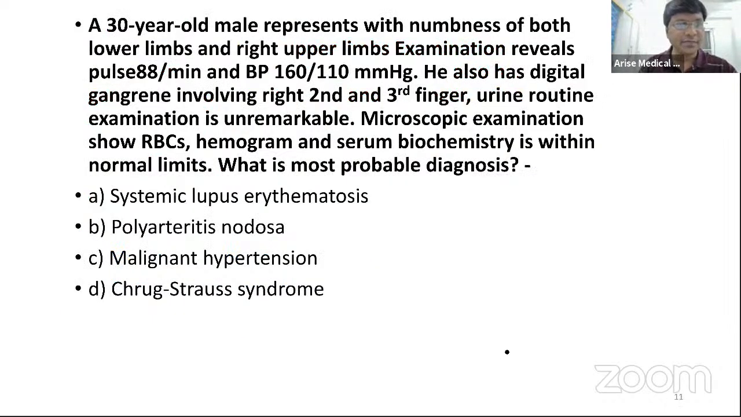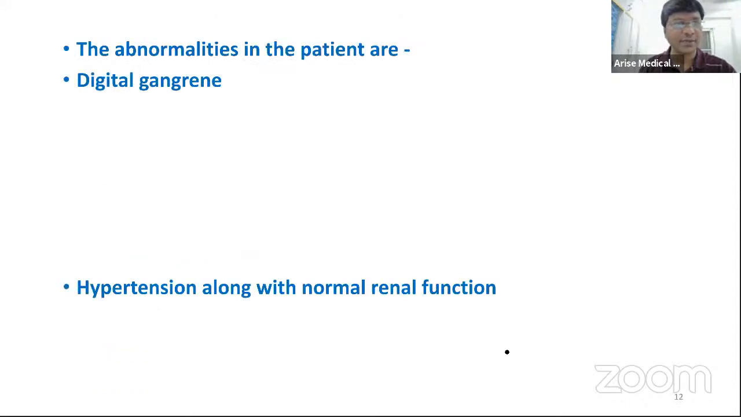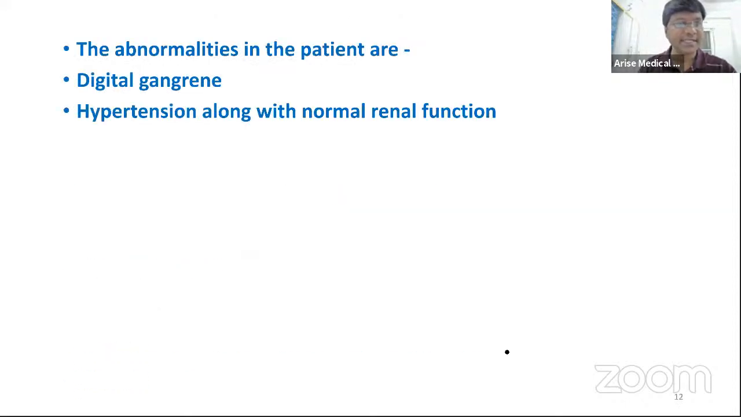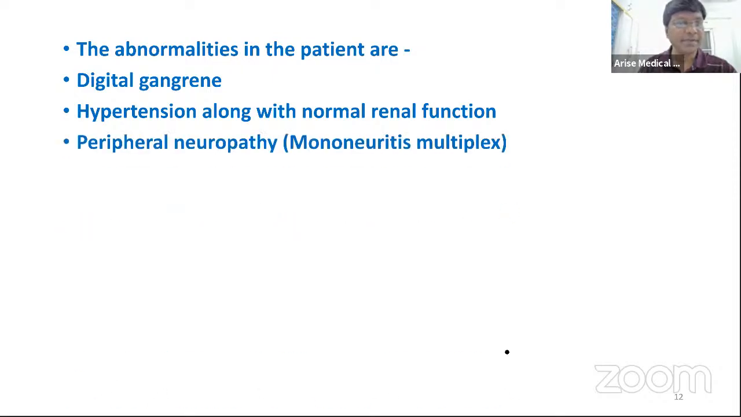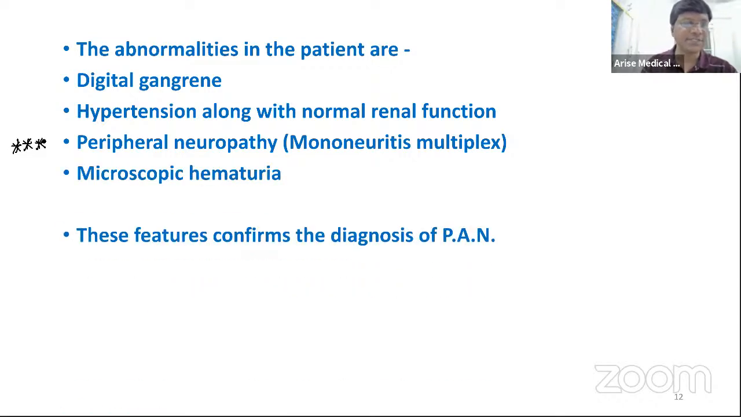The points in favor of your polyarteritis nodosa include the presence of digital gangrene, hypertension along with normal renal function, peripheral neuropathy. See, this is a very important point. Peripheral neuropathy is a very important point, right? And microscopic hematuria. These features will confirm the diagnosis of polyarteritis nodosa. So polyarteritis nodosa is what? It's a medium vessel vasculitis.